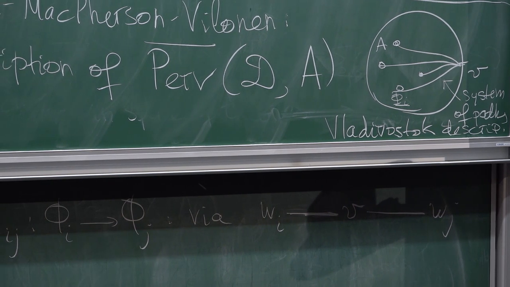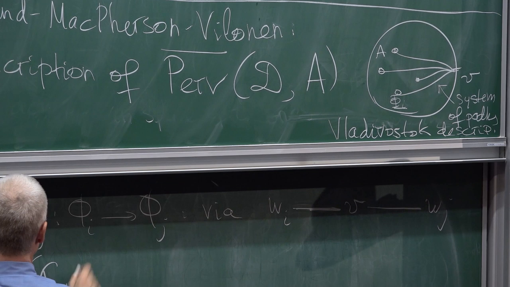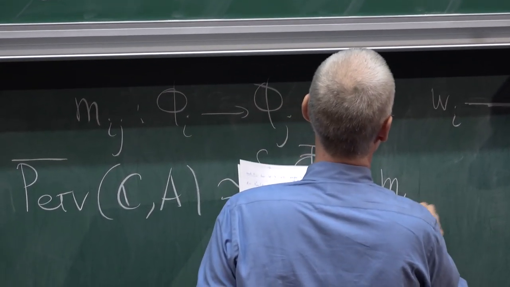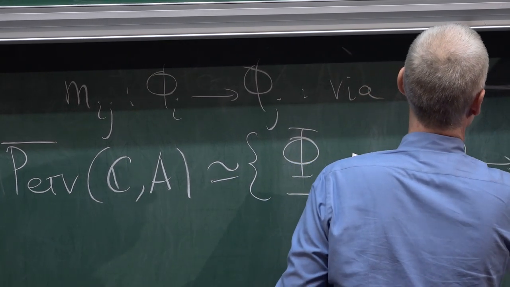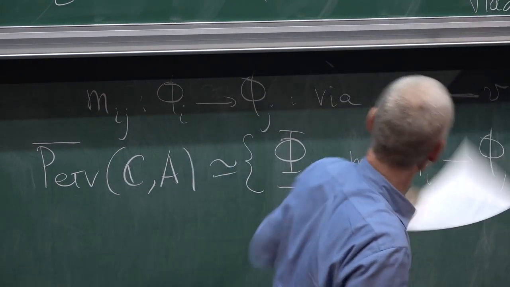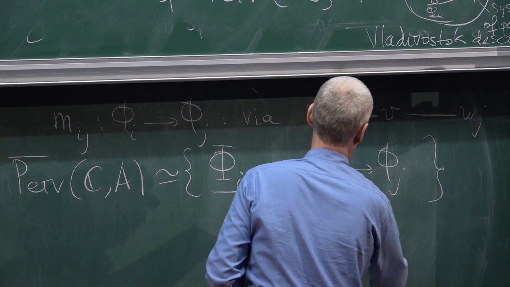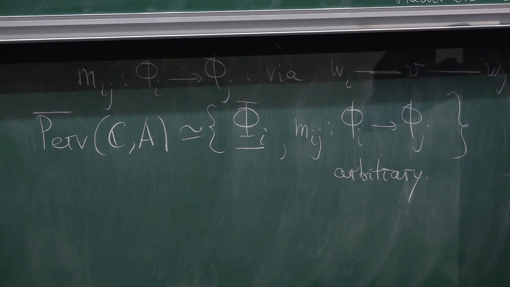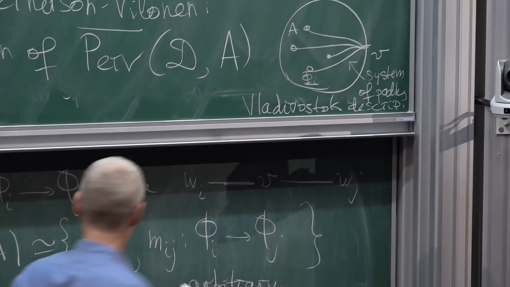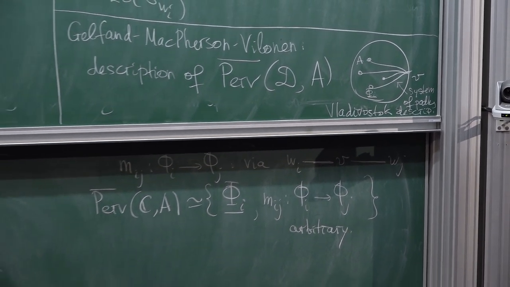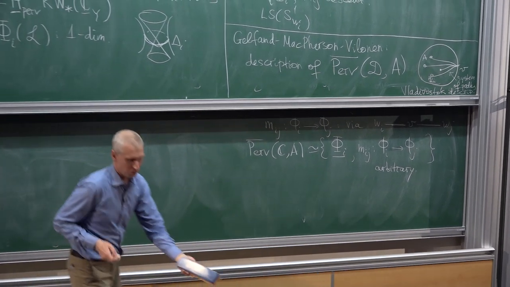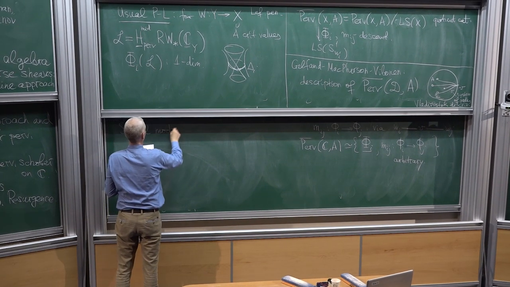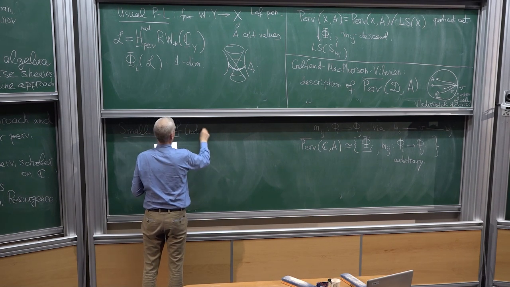And the theorem of Gelfand, MacPherson, Vilonen is that Perv bar of CA is identified with the category formed by data phi I, which can be arbitrary, and Mij from phi I to phi j, corresponding to those paths, which can be arbitrary. So this is already quite close to what I had in the beginning, except we drag everything to the faraway point. But now it is not hard to modify this statement to prove a version of this, which is not identical, but similar, a small modification.